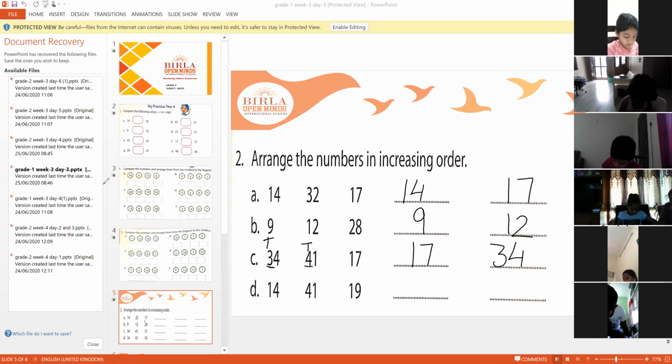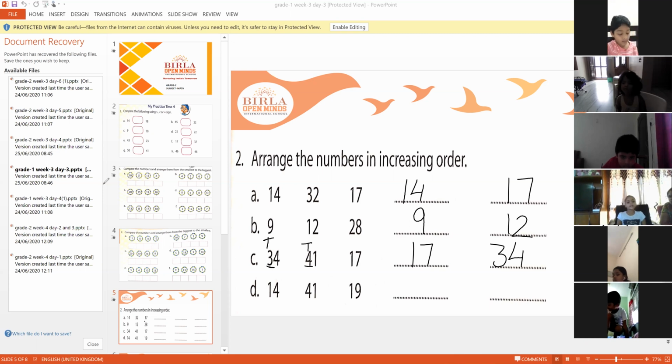Pratiksha, you tell me the answer for bit number D. Which is the smallest number, Pratiksha? 14, 19 or 14? 14. Very good. After 14, what should we write?